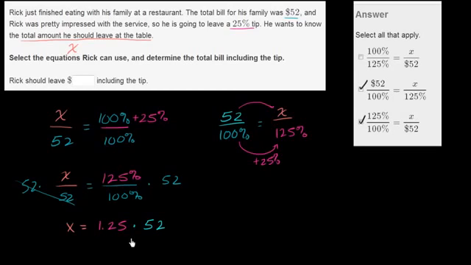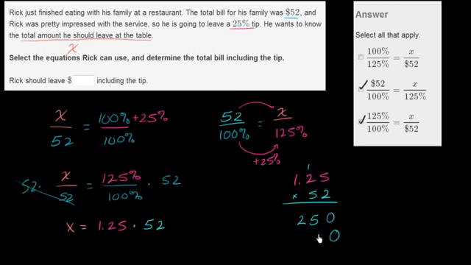Let's see, 4 goes into 52 13 times. So this is going to be, well, actually, let me just multiply that. I don't want to make a mistake here. So 1.25 times 52. 2 times 5 is 10. 2 times 2 is 4 plus 1 is 5. 2 times 1 is 2. Let's throw 0 down here because we're now multiplying by 50.